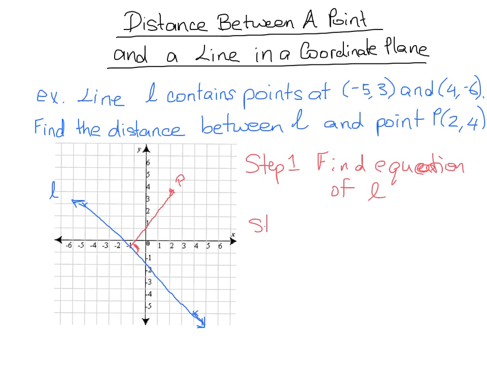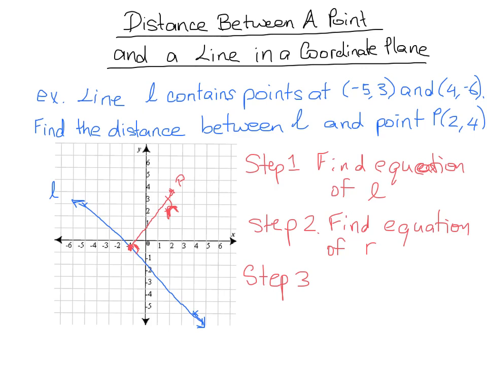We also need to find the equation of the red line that we just drew, that perpendicular line. Let's call it R for red line. So find the equation of R. The third step, we need to find that point. Why do we need to find that point? Let's call it O. Why would we need to find point O though? Well, if we find point O, then we can find the distance between O and P, which is our last step. So let's write that down, and then let's just jump right in.